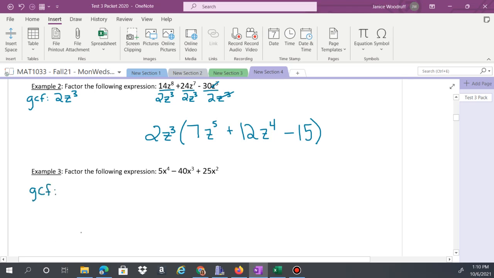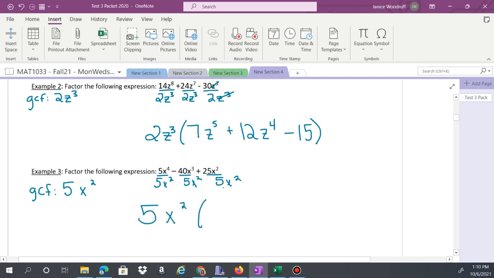So let's take a look at example 3. 5, 40, and 25 are all divisible by 5. And they all have an x. What's the smallest one? X squared. Good. Okay, so we'll divide each term by 5x squared. All right, so our GCF is 5x squared.